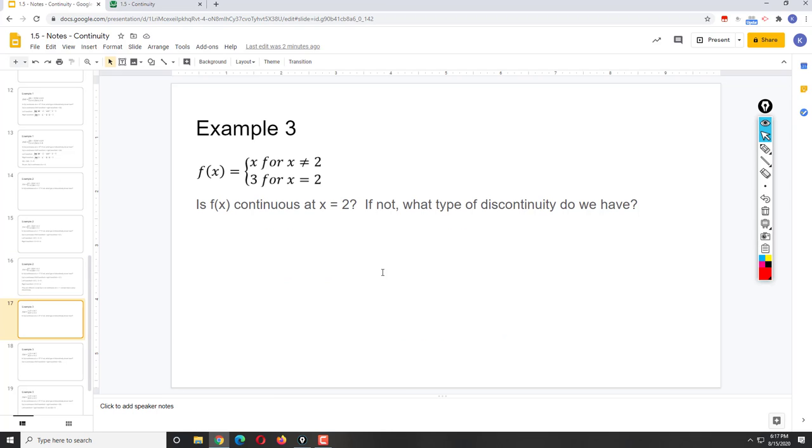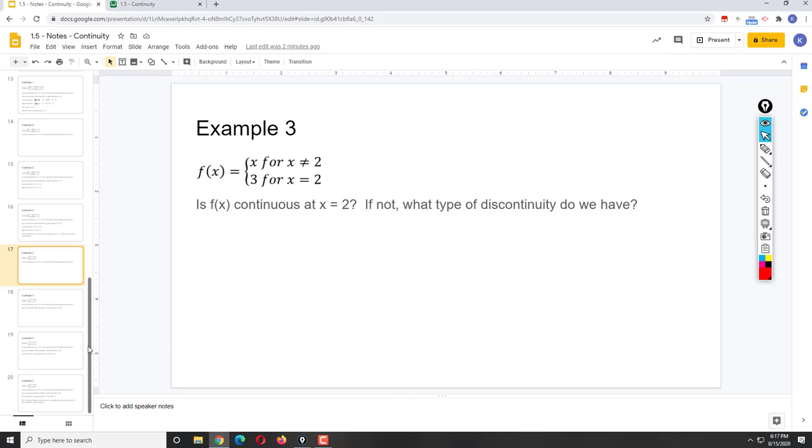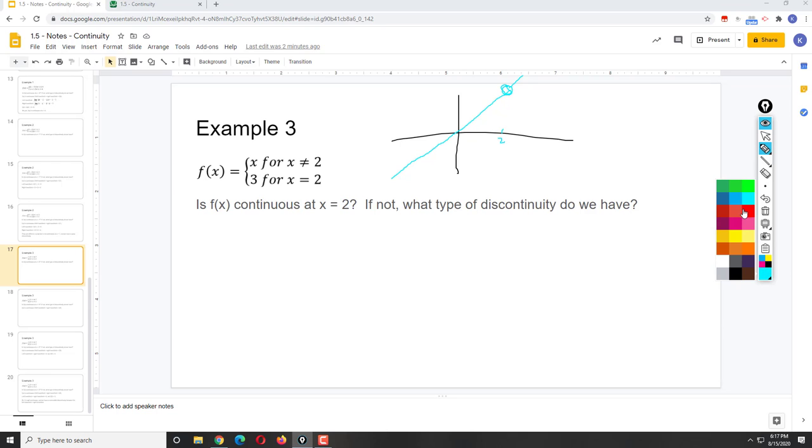Example 3, final example. f of x is equal to x, except when x is equal to 2, f of x is equal to 3. The graph actually looks like this. Here are axes. Normally, it just looks like f of x equals x, except that when x is equal to 2, it's not equal to 2 here. Instead, we're told that it's equal to 3. Because this is 2, this is 3. So you should be able to see that this is not continuous.